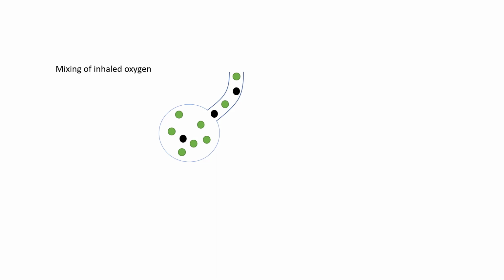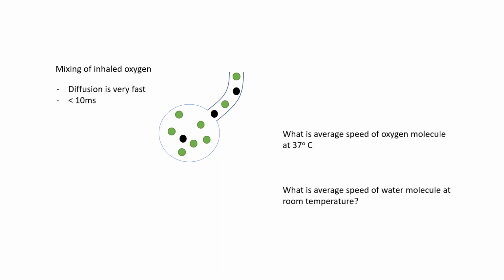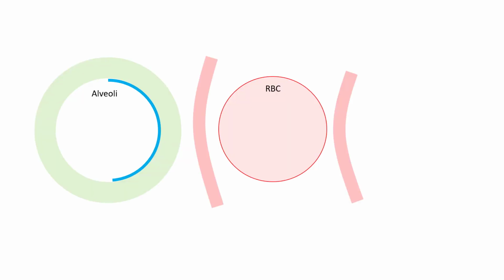This diffusion is pretty fast, of the order of less than 10 milliseconds, and this is because the velocity of the air molecules is pretty fast. Just to give you some numbers, the average velocity of an oxygen molecule at 37 degrees is around 500 meters per second, and if the alveolar diameter is around 200 microns, that's an average alveolar diameter, the diffusion of gases happens pretty fast. Let's understand what is meant by diffusion capacity of a molecule.